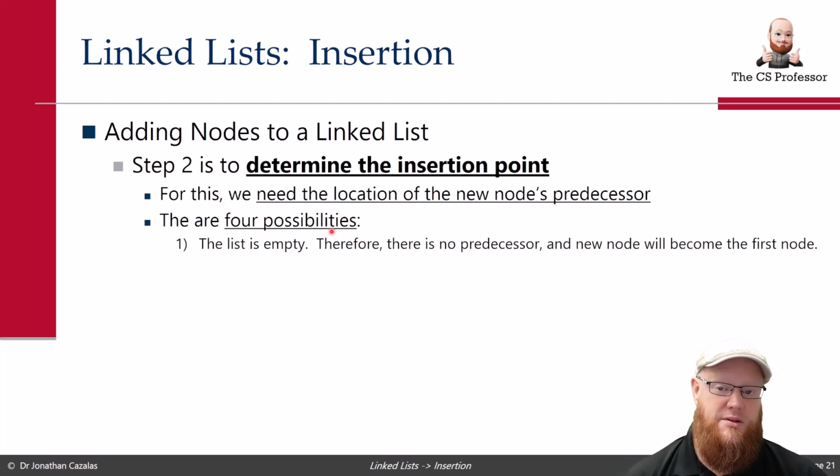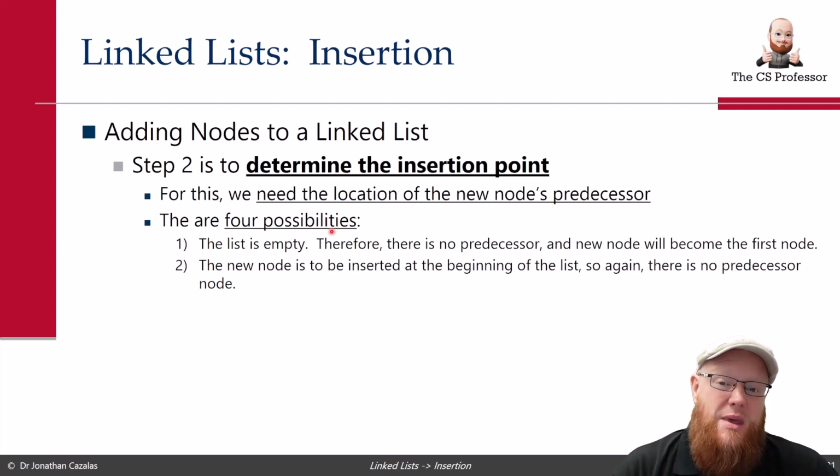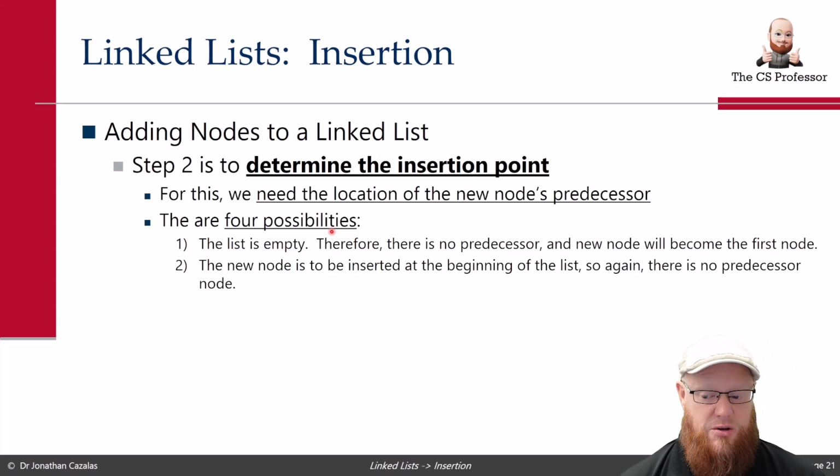There's really 4 possibilities. The list could be empty, in which case there is no predecessor at all, and the new node will become the first node, and in fact, its address will get stored inside head, because what's the goal of head? To always store the address of the first node, which means it's now pointing to the first node. Also, the new node could be the beginning of the list, meaning that new node may be, in fact, the smallest node, in which case it would still go at the beginning and it would not have a predecessor.